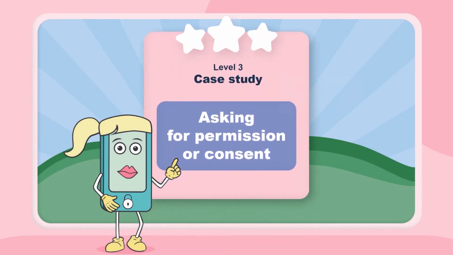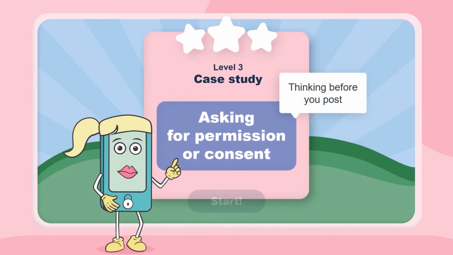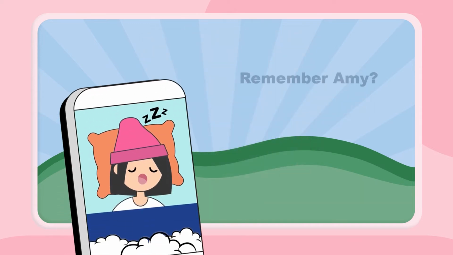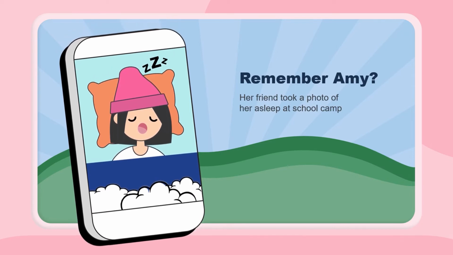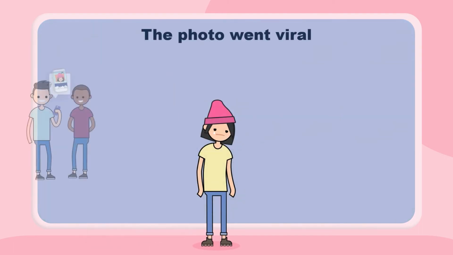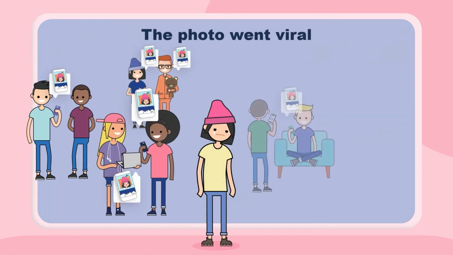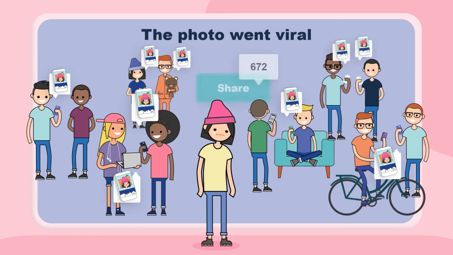Let's start Level 3. This case study is about asking for permission or consent before you post something. In our webinar for National Day Against Bullying, we spoke about Amy. Her friend took a photo of her when she was asleep at school camp and shared it without her consent. The photo went viral and lots of people looked at it and liked it, but some made mean comments and shared it. Amy's story shows how important it is to ask permission before you take a photo or post it.